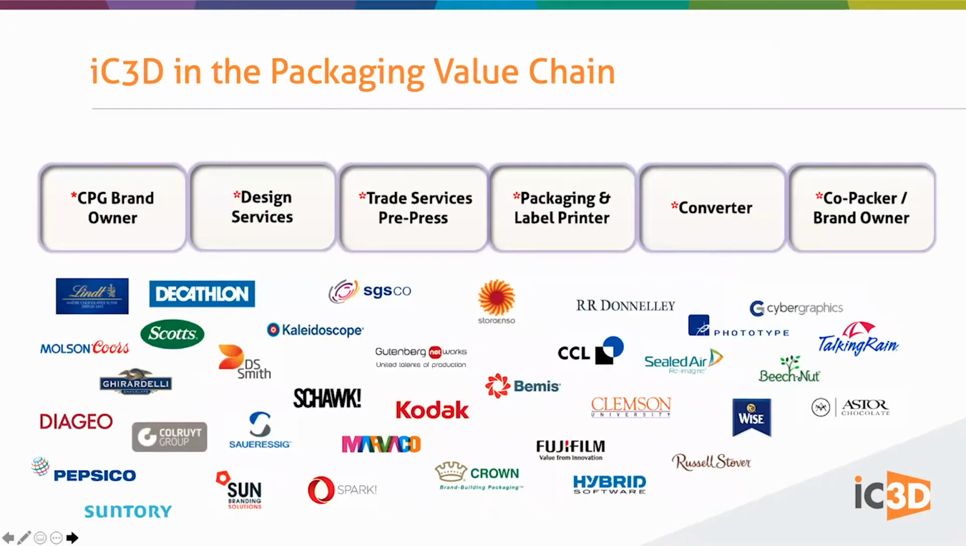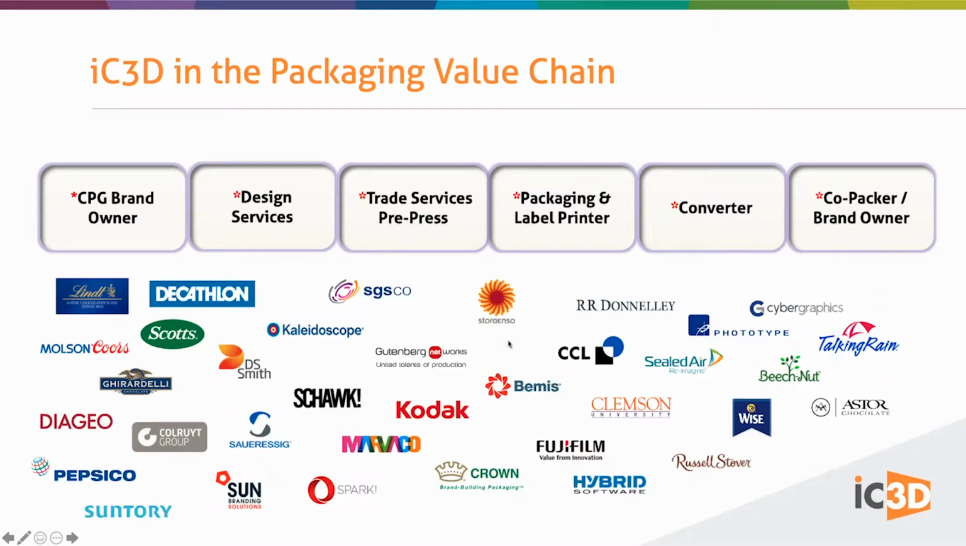Okay, so where does iC3D sit in the packaging value chain? Well, as you can see, at the start, we have CPG and brand owners using our tools, then design services, trade shops, packaging and label printers, converters, and then co-packers. And underneath here where these logos are, these are some of our customers that are using iC3D right now, today, and there are more. And it just shows you where they sit within that value chain.